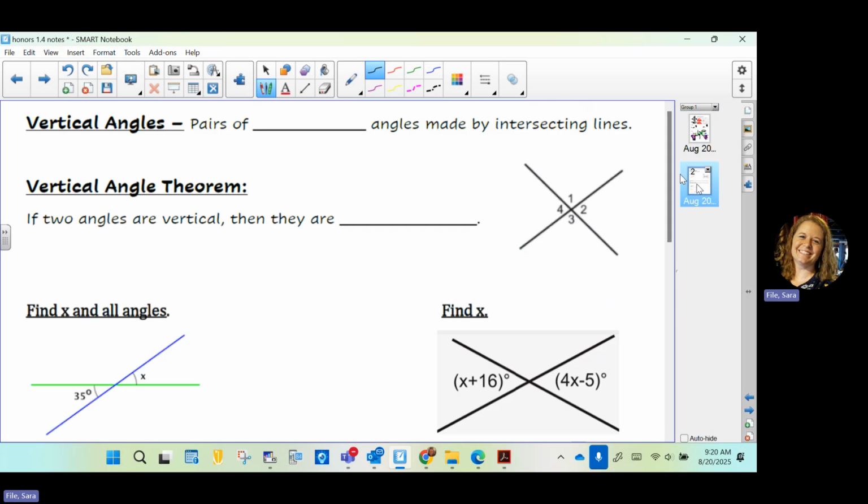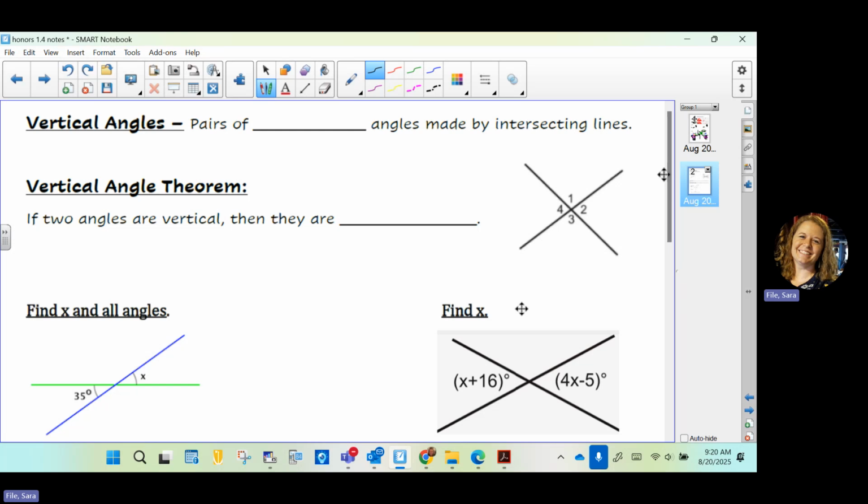Vertical angles now. I think this is a new term. I know you've heard supplementary and complementary. Have you heard of vertical angles? Yeah. Oh, you have. Okay. Does anybody remember what vertical angles are? Okay. So in this picture, this intersection, can you tell me a pair of vertical angles? Arian? 1 and 3. Okay. And then McKenna? 4 and 2.